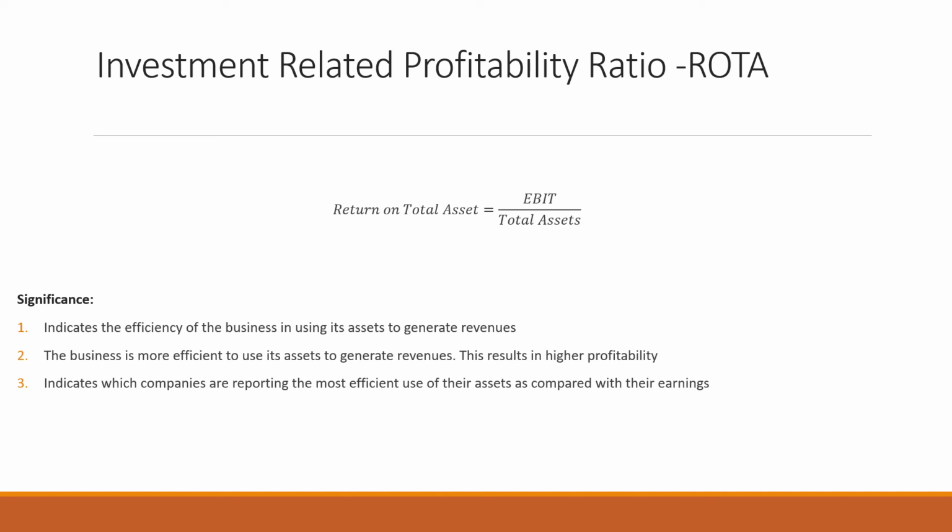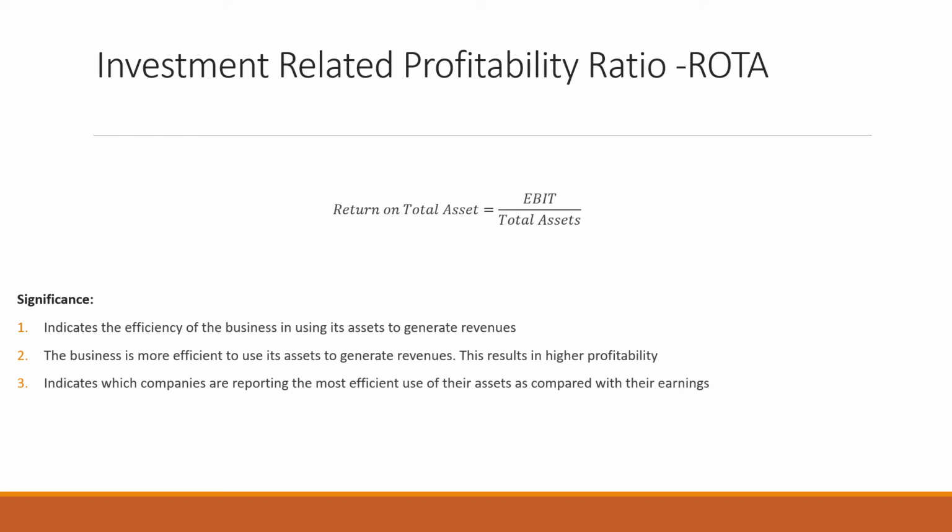The first one is ROTA, also known as return on total assets. This is calculated by EBIT or earnings before interest and taxes divided by total assets. ROTA is an important ratio. It indicates the efficiency of the business in using its assets to generate revenues. The business is said to be more efficient in using its assets to generate revenues if its ROTA is higher.